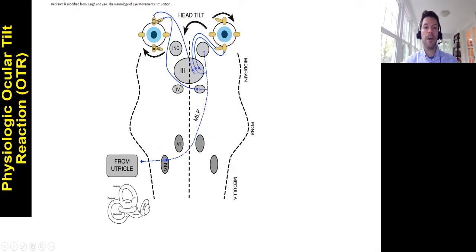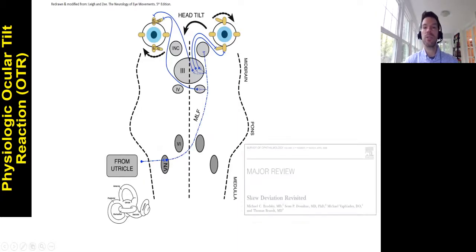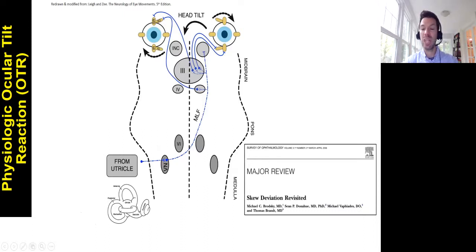So this is a representation of the physiologic ocular tilt reaction. This review article is about 25 pages of nothing but skew deviation. It's great. It's really hard to understand. When I was a neurology resident, I read it about 50 times and it made my head explode each time. And by the 51st time, it made perfect sense. And I've fallen in love with the OTR and skew deviation since that time.